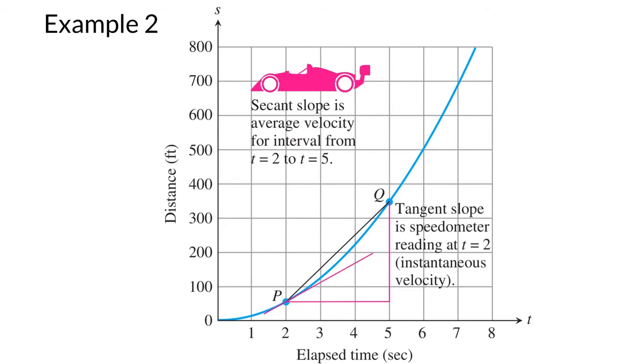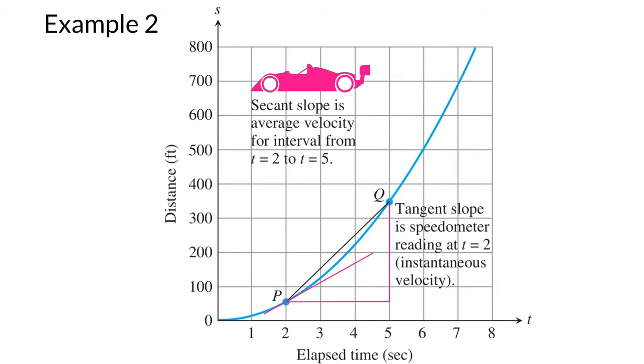Okay, moving on to example 2, finding the velocity of a race car. This graph shows the time to distance graph of a race car. You can see on our t-axis we have elapsed time, so that's our x-axis over here. And then on our y-axis, our s-axis, we have distance in feet.